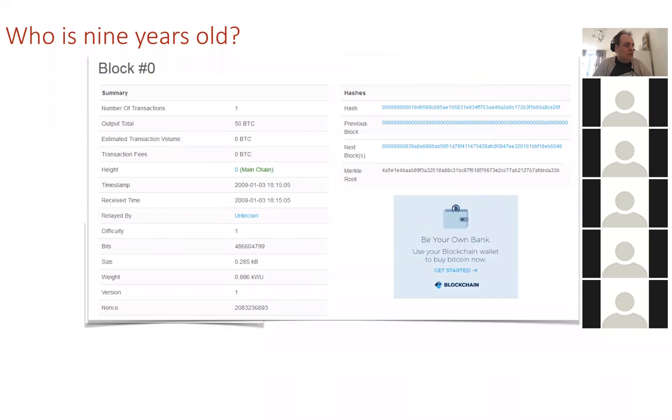So the Genesis block is block zero of the Bitcoin network. As we'll find, each block has miners, and the miners are rewarded for actually creating the block with the transactions in a trustworthy way. So in Bitcoin, the miners all compete. They know the reward. In this case, it was 50 Bitcoins.